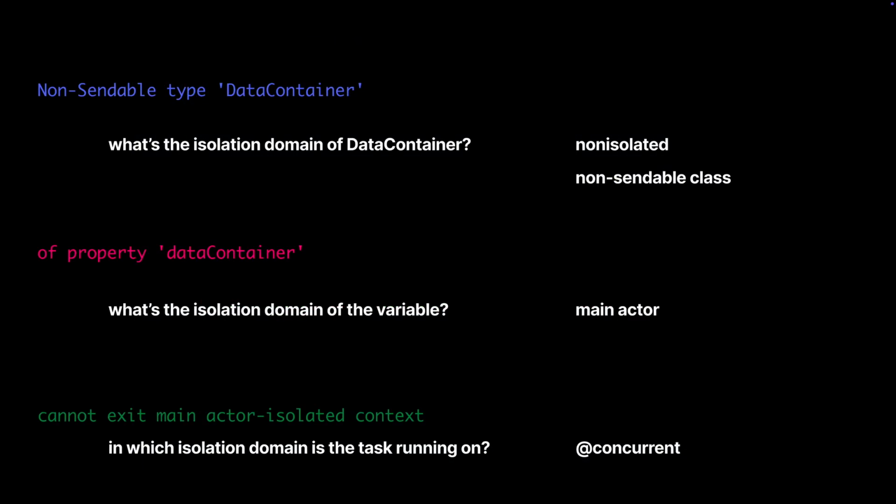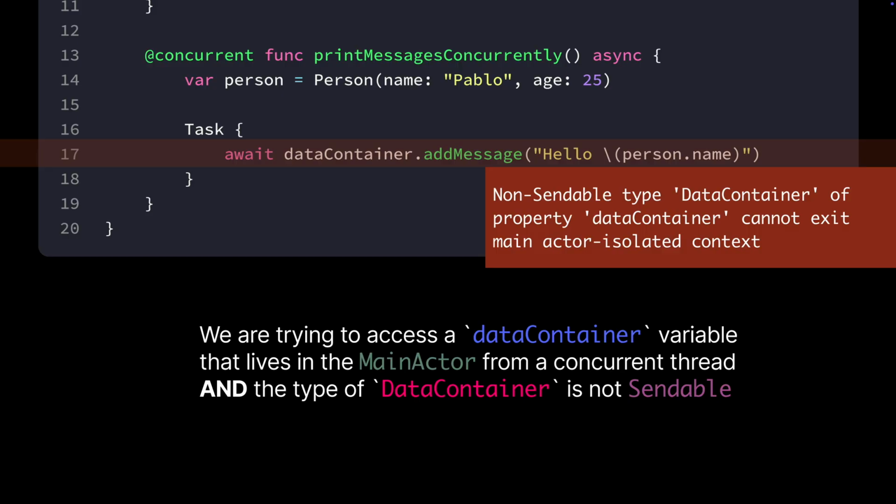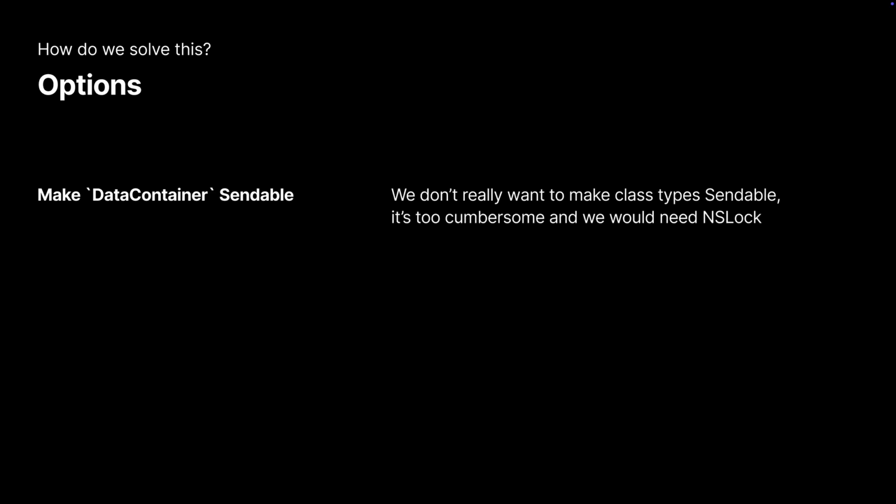Okay, now we sort of broke down the error a bit, and the problem is that we're trying to access a dataContainer variable that lives in the main actor from a concurrent thread, and the type of DataContainer is not sendable. Okay, how do we solve this? Well, we have several options. One would be to make DataContainer sendable. We don't really want to make class types sendable. It's too cumbersome and we would need NSLock. So it's not the right solution in this case.